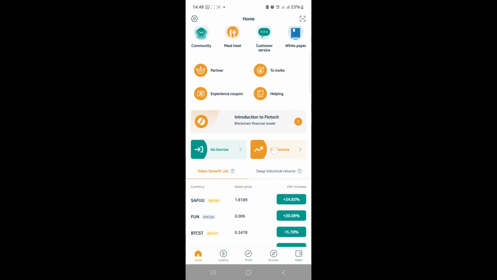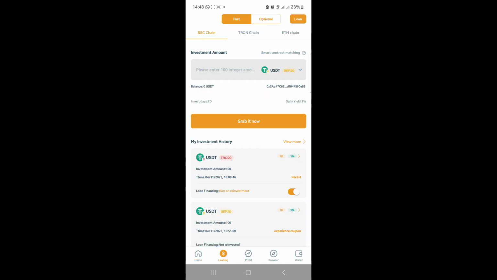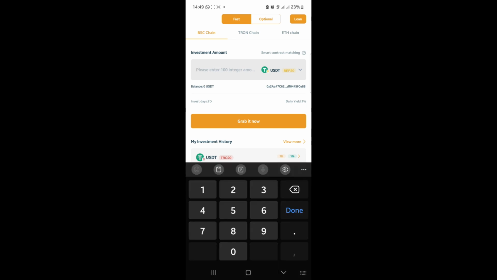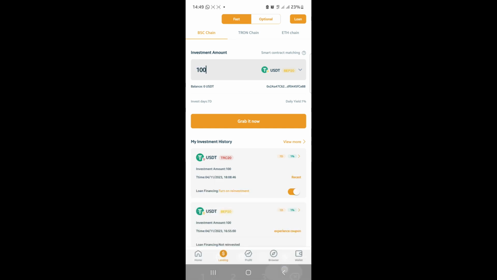Now if we go to finance, at this part here, I click finance, you can see your investment. This is the part where the lenders are supposed to go. If I want to lend a certain amount of money, maybe $100, I put my $100 there, then grab it. That's how you can do it. But first you have to open your wallet in Fintoch by using the referral link, which I'll put in the description below, and it will take you directly to the Fintoch wallet.